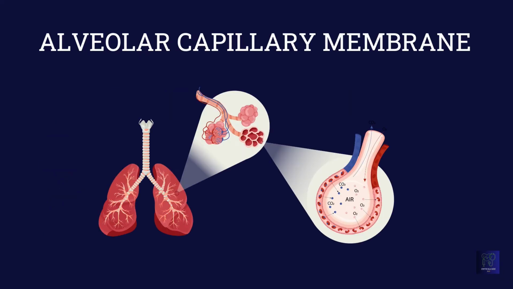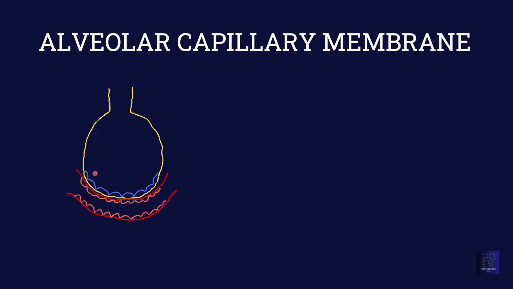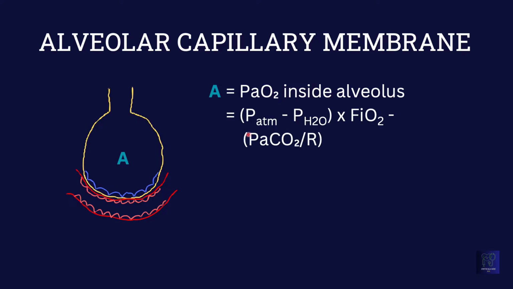Now, alveolar capillary membrane is where all the action is happening as far as oxygen uptake is considered. Let's understand the anatomy and physiology of the alveolar capillary membrane. On one side, the membrane is lined by pulmonary epithelium and on the other side by capillary endothelium. Normally, oxygen and carbon dioxide should freely diffuse across this membrane. We're going to use the letter capital A to represent partial pressure of oxygen inside the alveolus. And here is the formula.